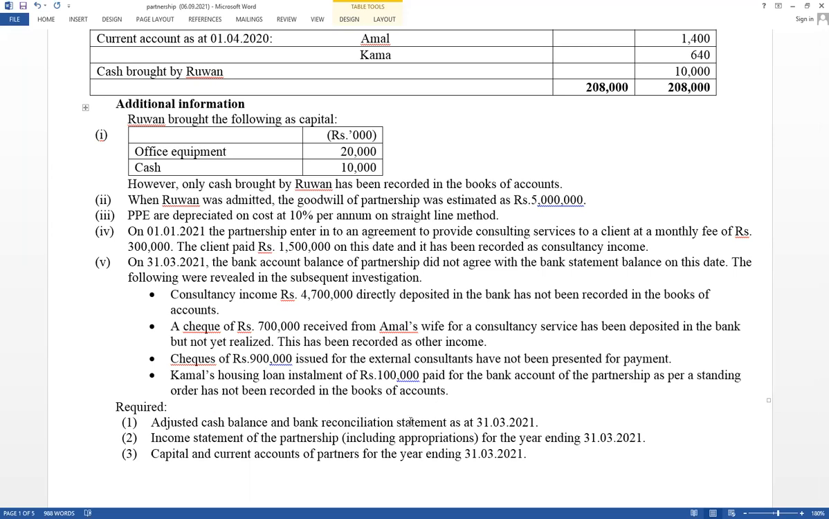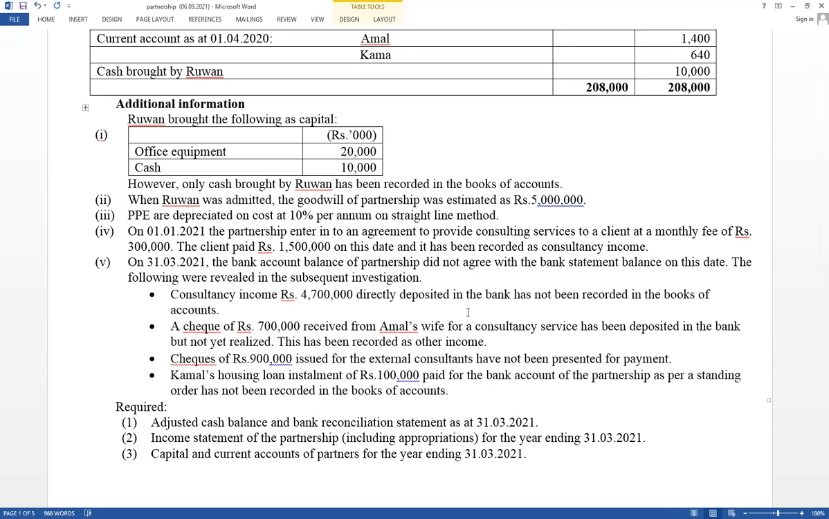There's the adjusted cash balance and bank reconciliation statement as at 31st March 21. Income statement of the partnership including appropriation for the year ended 31st March 21. And capital and current accounts of the partnership for the year ended 31st March 21. They don't ask for the financial position, but prepare the financial position also. This is a summary. Service business.